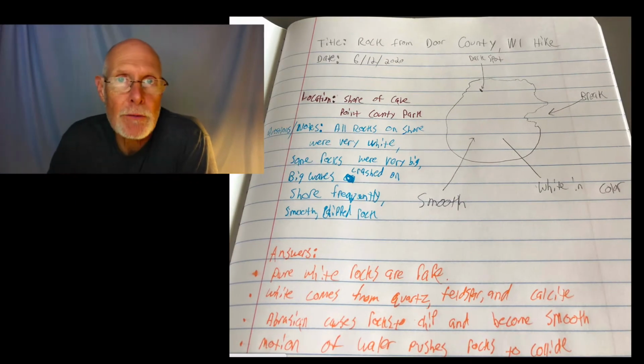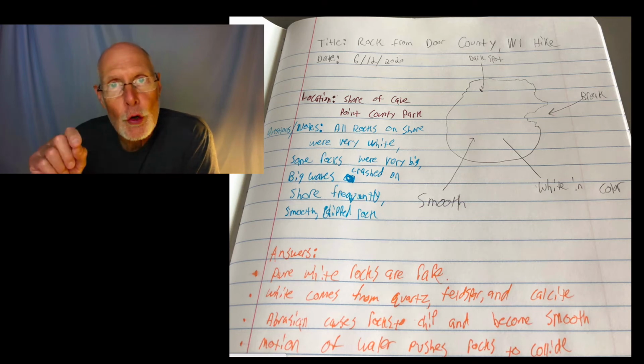Here's an example from somebody's science notebook, and maybe you can't read that, but I'll read it. It's a rock from Door County. So the person is telling us in a title what this object was that they're looking at. They dated it. This was June 12th in 2020. They told us the location of it. It was on the shore of Cave Point County Park.